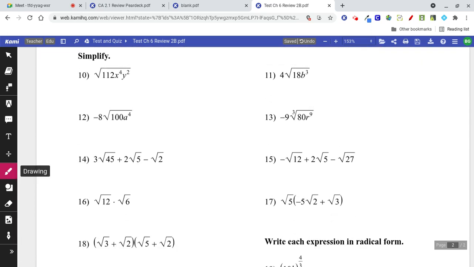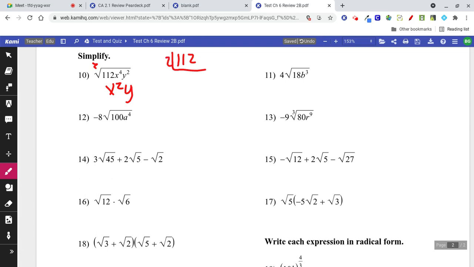All right, now we're simplifying radicals. So simplifying radicals, the variable part's the easy part. If I do the square root of x to the 4th, that's going to be x squared, and the square root of y squared is y. Remember, you've got a root index of 2, and 2 goes into 4 twice, and 2 goes into 2 once. But you've got to break down the 112, and that's the hard part.